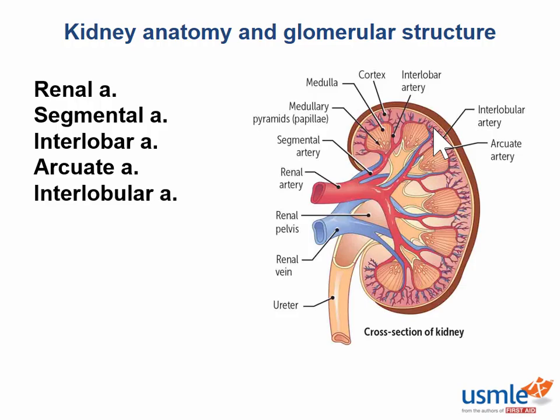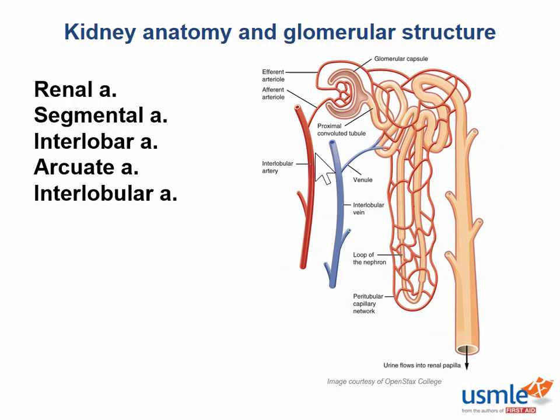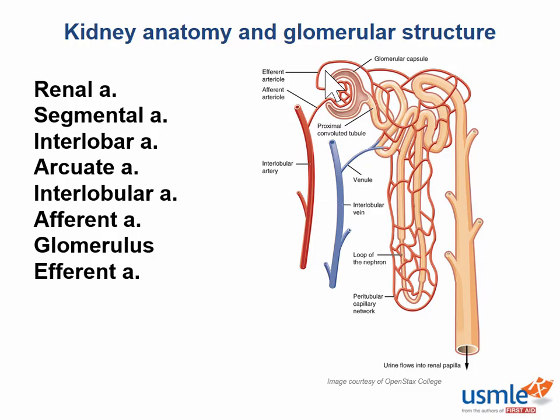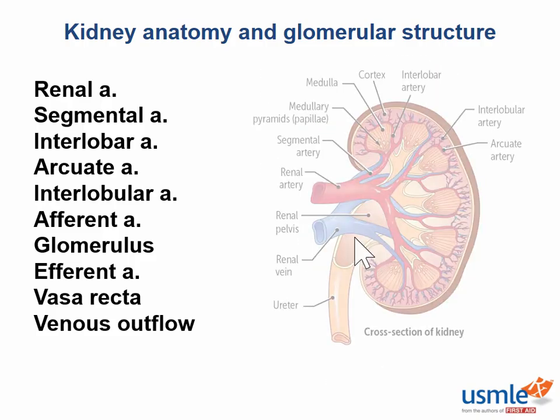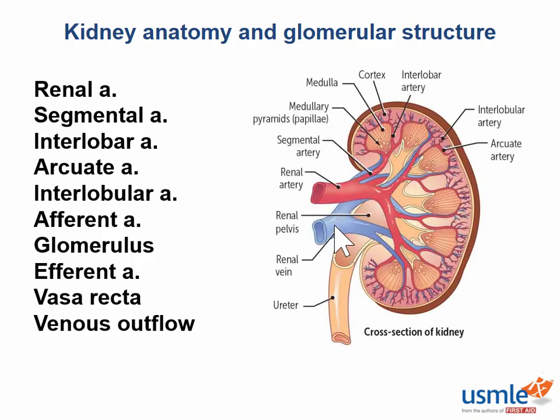The next vessels that come up after the interlobular arteries are clustered around the nephron, and so we need a more microscopic picture to see them. Here are the interlobular arteries that we just briefly described. They eventually give rise to the afferent arteriole here, to the glomerulus next, to the efferent arteriole. The efferent arteriole will eventually then give rise to something called the vasa recta, which is this diffuse capillary bed surrounding all the tubules within the nephron. From there, it will drain into the venous outflow of the kidney that you can see here. The venous outflow eventually converges onto the renal vein.